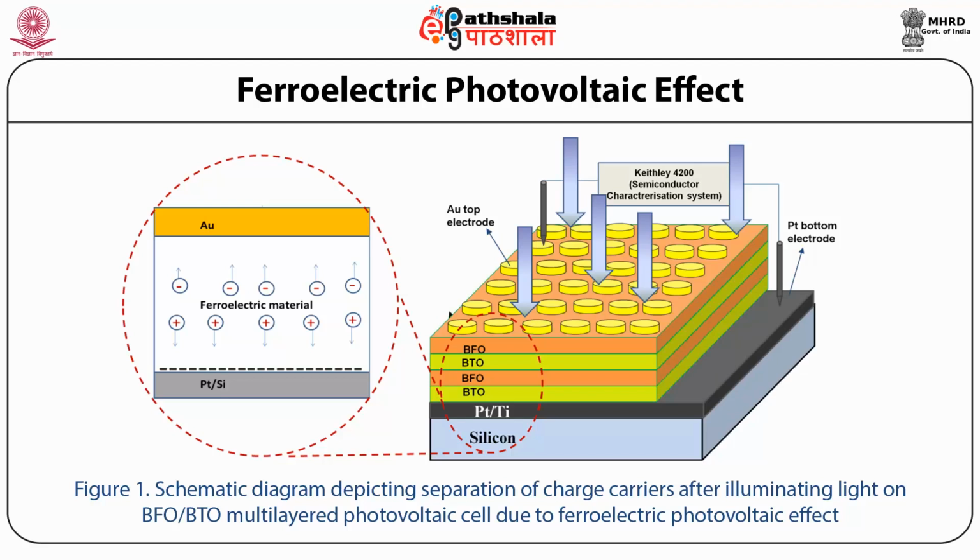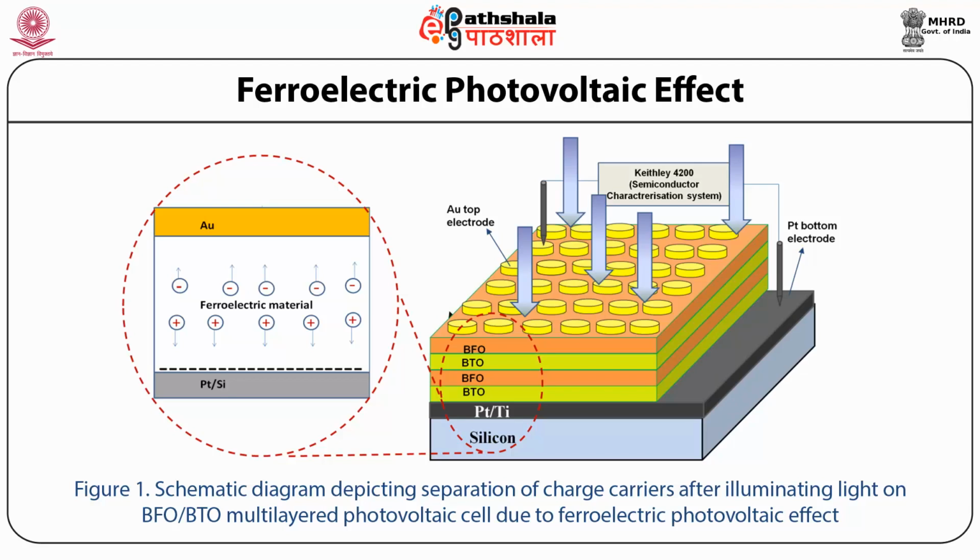This is an example of a ferroelectric photovoltaic effect in which a BFO BTO multilayer is a ferroelectric layer in which the separation of charge carriers occurs due to the internal polarization after the light is impinged through the top electrode, gold. In this structure you can see the substrate is silicon, then the bottom electrode is platinum, then there are ferroelectric multilayers, and there are gold top electrodes.